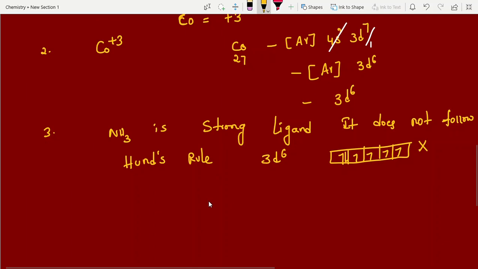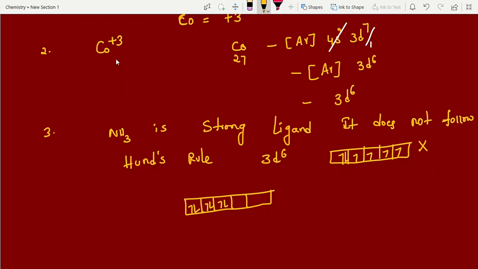3d6 pairing. Without filling, pairing will start. Yes, 1, 2, 3, 4, 5, 1, 2, 3, 4, 5, 6. That's it. This is NH3. NH3 is a strong ligand. This is filling like this.